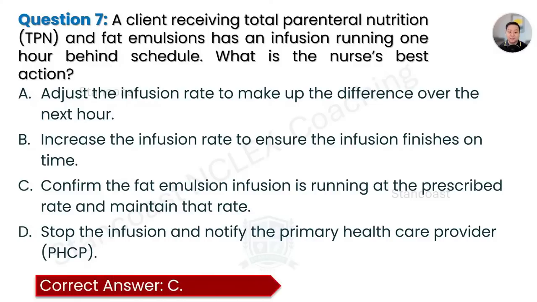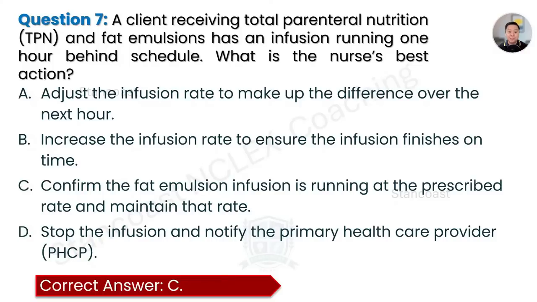The answer here is letter C. This is the safest and most appropriate action. And take note that ensuring the infusion runs at the prescribed rate minimizes the risk of complications such as fat embolism, hyperglycemia, or possible overloading of the circulatory system. So any adjustments to the infusion schedule must be made only under the guidance of the primary healthcare provider. And so you have to select that option that emphasizes adherence to prescribed orders and prioritizes client safety. Now for letter A, this is an incorrect option.